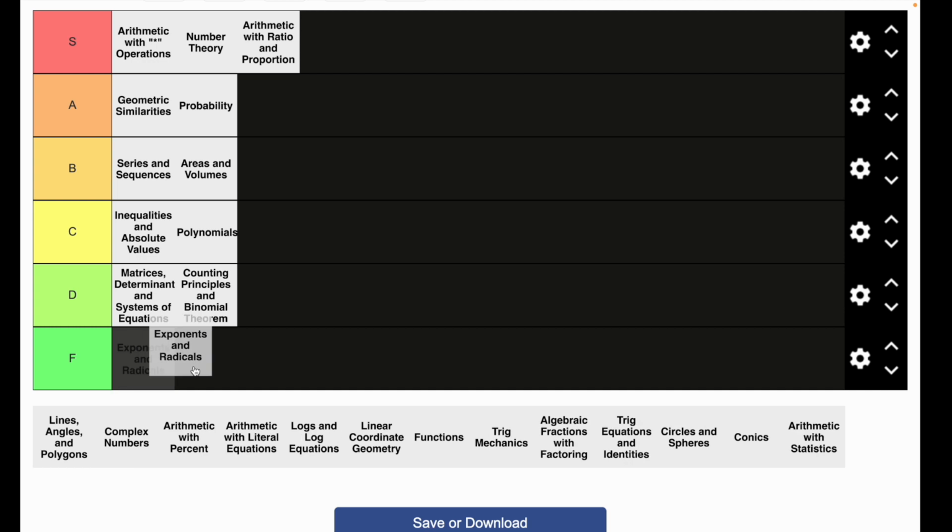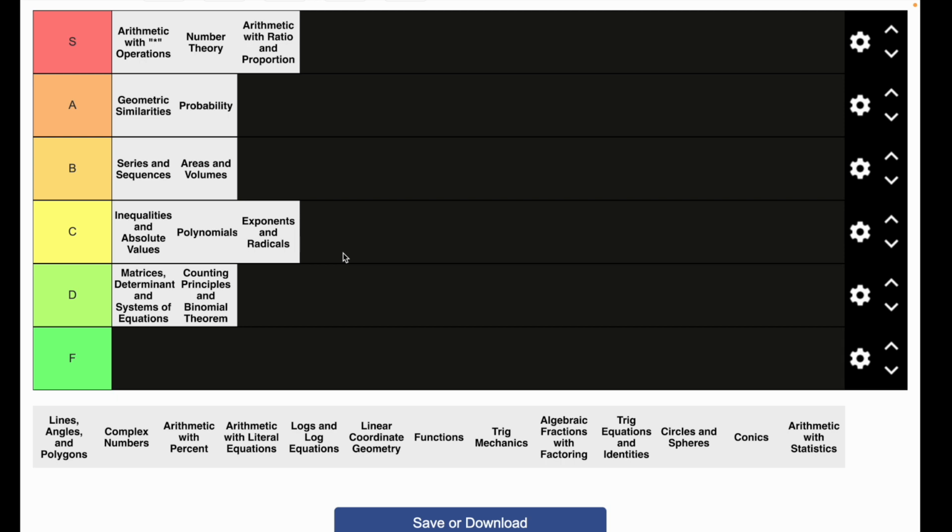Exponents and radicals. I'm going to put that at C tier. I think it deals a lot with fractions. There's a lot of fractions going on because radicals are just fractional exponents. And so a lot of people just have trouble working with the fractions. And there's a lot going on with getting to where you need to go with exponents and solving the equations using the exponents and the radicals.